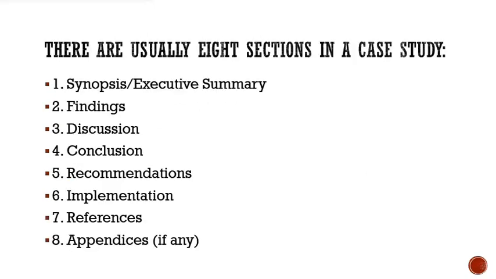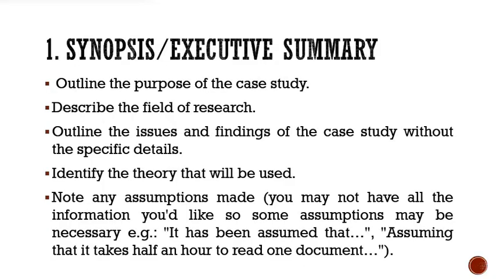And usually there are 8 sections in a case study. The first one is synopsis or the executive summary. The second one is findings. The third comes discussion, and then you'll have the conclusion. The next comes recommendations, and then comes implementation. And the seventh is references, and if any, you will provide appendices as the last one. So let's discuss each one of these.